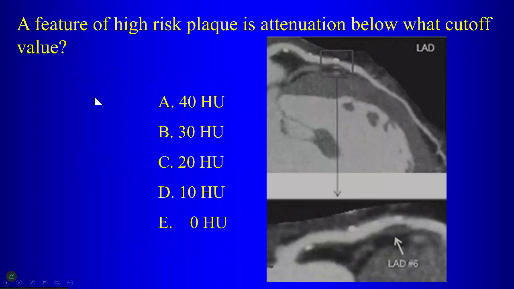Another feature of high-risk plaque, we did talk about this a little bit already, the attenuation values. So what's the cutoff? 30, right. If the attenuation is less than 30 Hounsfield units, that is also a feature of a high-risk plaque. That's something else that you can evaluate with coronary CT.